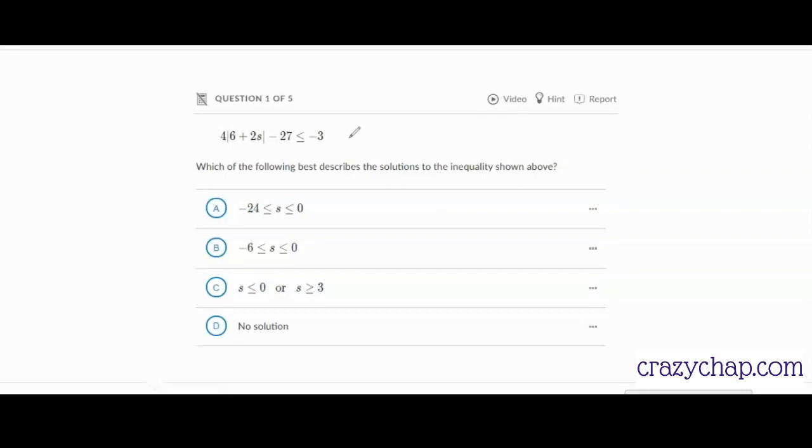Now we'll be solving questions on inequalities. You can see the inequality on the screen. The question is asking which of the following best describes the solution to the inequality shown above. In the inequality, you can see, guys, there is an absolute value. So we'll learn how to solve absolute value, no problem. One by one, we'll bring everything to the other side first. Negative 27 we'll bring to the right side. So we get 4 absolute value of (6 plus 2s) is less than or equal to negative 3 plus 27. This minus 27 becomes plus 27, which is basically 24.